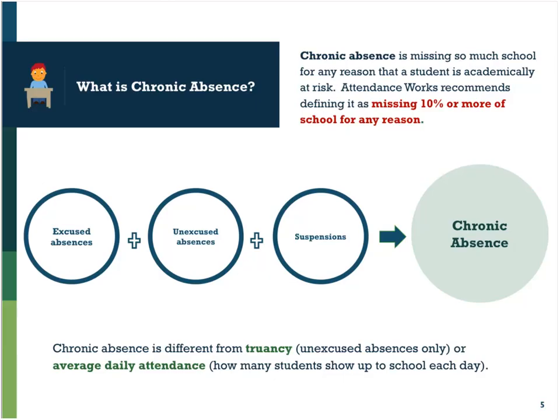So to get us started, we'll just do a quick review of what is chronic absence, which is probably familiar for many of you on the webinar today. Chronic absence is defined as missing so much school for any reason that a student is academically at risk. And at Attendance Works, we recommend using the definition as missing 10% or more of school for any reason. Chronic absence is different from truancy, which really looks only at unexcused absences, and it's different from average daily attendance, which looks at only how many students are sitting in their seats every day. And it also includes suspensions.